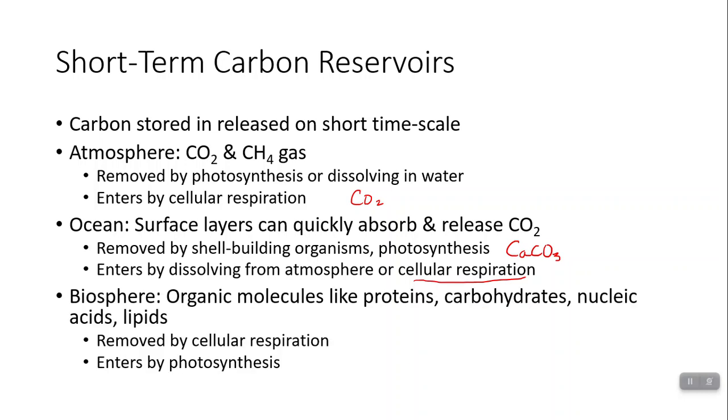Then the biosphere is also a short-term carbon reservoir, like I said, on the order of a human lifespan. You're taking in carbon in the form of things that you eat, proteins, carbs, nucleic acids, lipids, and then it is being removed from the biosphere by cell respiration. And then ultimately the source of all matter for any living organism is going to be producers through photosynthesis. That's going to be the original organism that takes in carbon and provides it to the rest of the ecosystem.